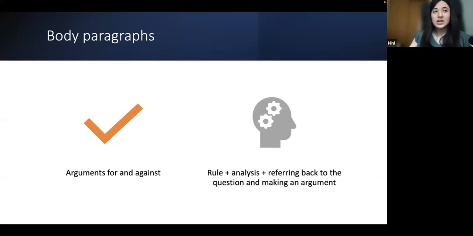It's not about how many cases you mention, but it's about the quality of your arguments. So you may have 2 or 3 cases for arguments for and against, but you may still get a higher grade than someone who had 10 cases, because it's not about the quantity, it's about the quality of your arguments. So make sure that whatever case you mention, you provide analysis and you make an argument, referring back to the question asked.